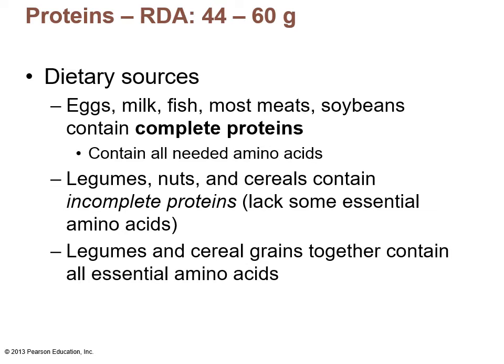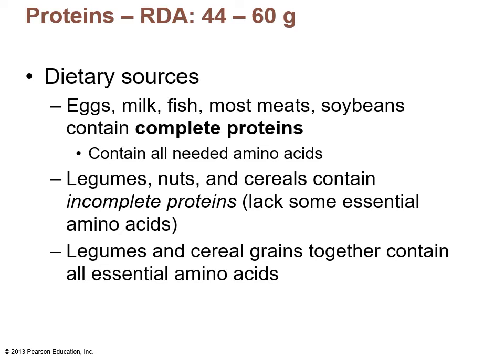So your dietary sources, you have 2 types, complete and incomplete proteins. Complete proteins come from eggs, milk, fish, most meats, soybeans. They contain all the essential amino acids. Now, your vegetable sources are incomplete because they're lacking some of these essential amino acids. Legumes, nuts, cereals, a lot of your vegetables do not have the essential amino acids. So you have to make the right combination.